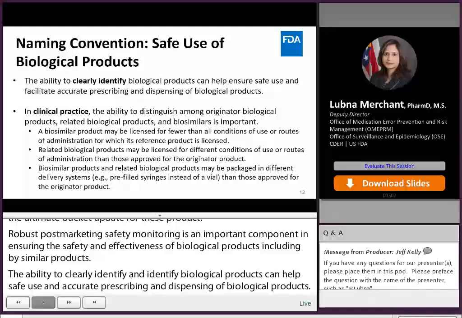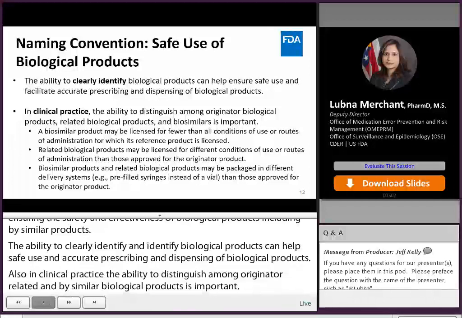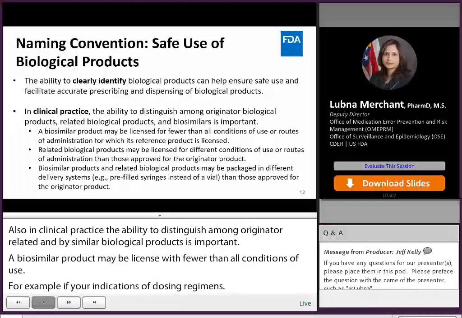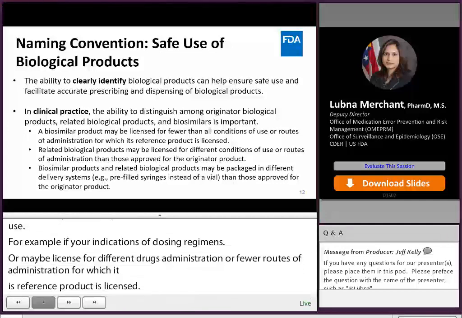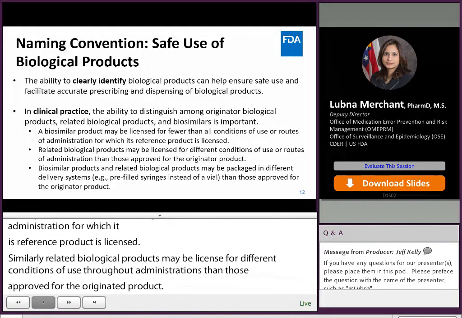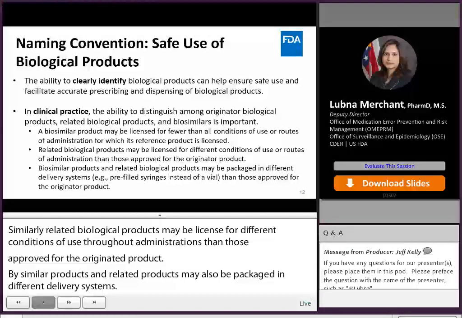A biosimilar product may be licensed for fewer than all conditions of use, for example, fewer indications or dosing regimens, or may be licensed for different routes of administration or fewer routes of administration than for which its reference product is licensed. Similarly, related biological products may be licensed for different conditions of use or routes of administration than those approved for the originator product. Biosimilar products and related products may also be packaged in different delivery systems, such as pre-filled syringes instead of a vial, than those that are approved for originator products.